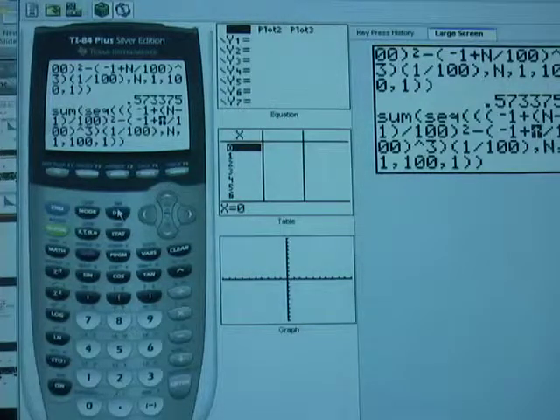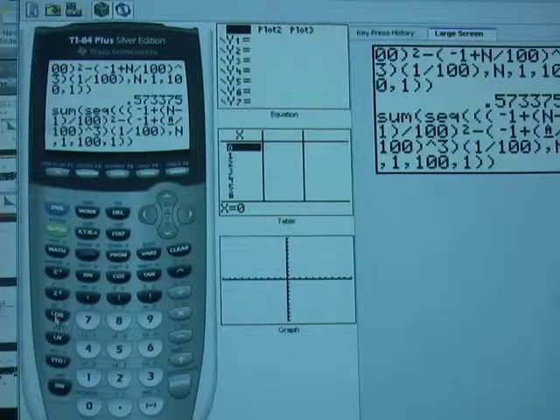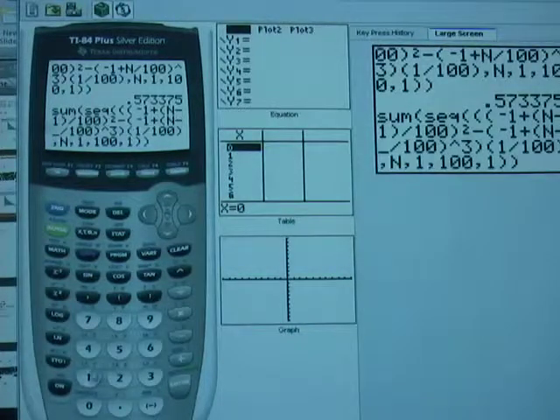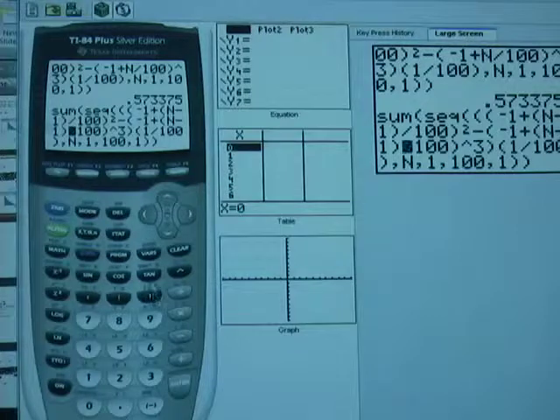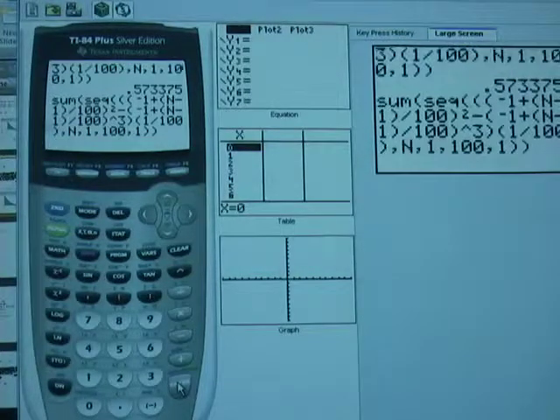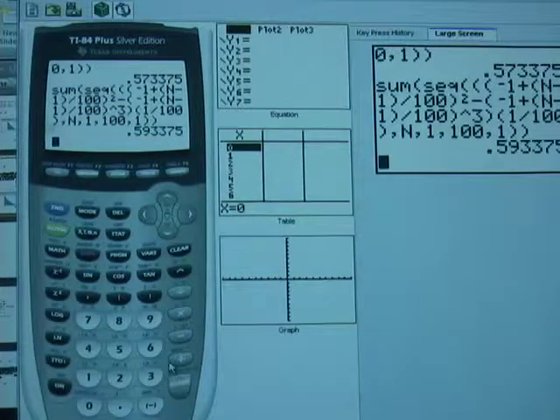And say insert, parenthesis, n minus 1, parenthesis closed, and kill that n. I hope we got it right. Let's see. Enter, and that gives you 0.59933.